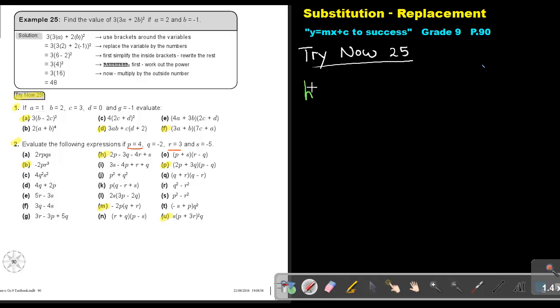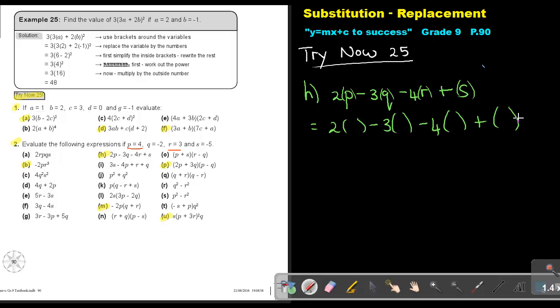Okay, let's make space again, and we're going to do number H. So it's 2p minus 3q minus 4r plus s. Can you see? 1, 2, 3, 4 terms. So I must get 4 numbers. Okay, but let's first put brackets, brackets, brackets, brackets. Rewrite everything and just clean the inside of those brackets.